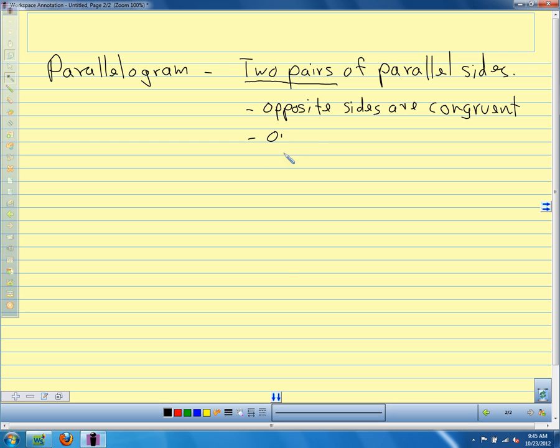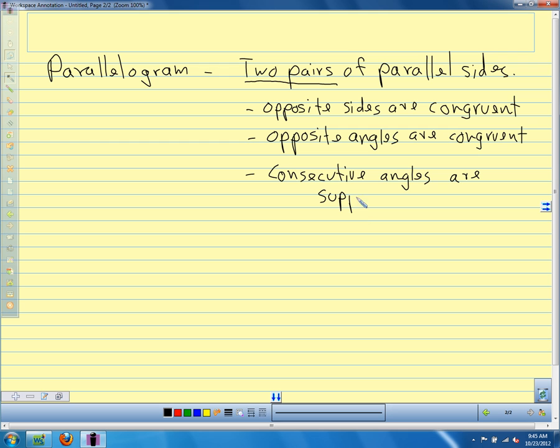This also makes opposite angles congruent. Consecutive angles are supplementary. So, what does supplementary mean? Adds up to 180. Just as a reminder.